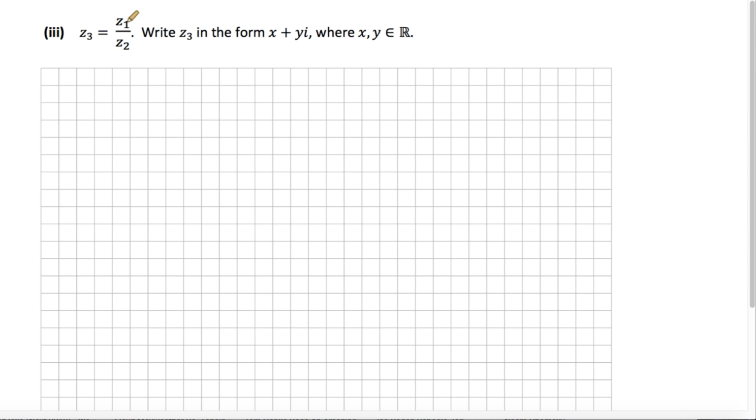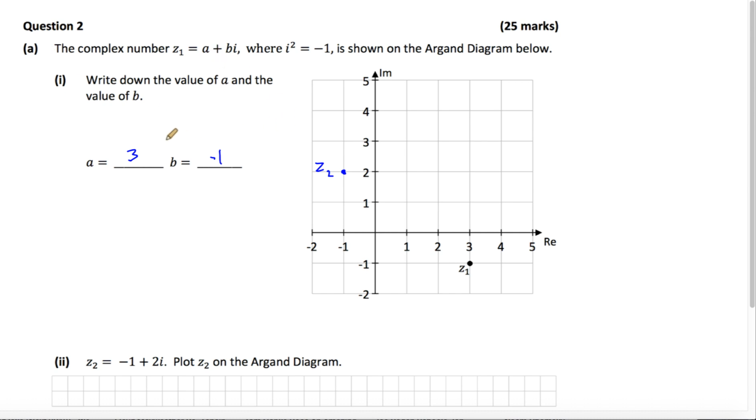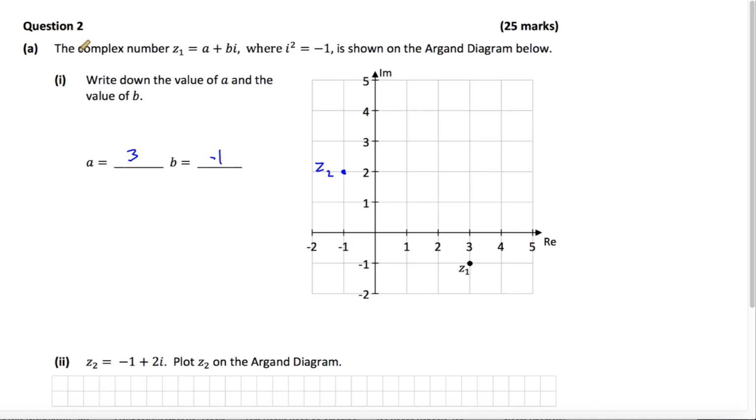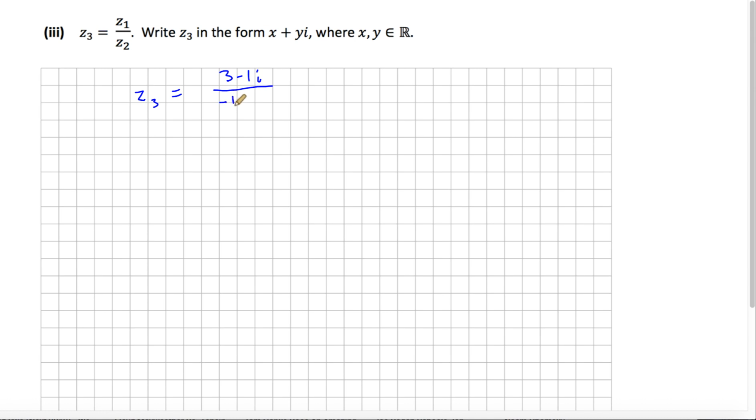Part 3 then says z3 is equal to z1 over z2. Write z3 in the form x plus yi. So in other words, find the complex number z3. Okay, well z3 is equal to z1 over z2. So remember, z1 was 3 minus 1i, all over z2, which is -1 plus 2i.